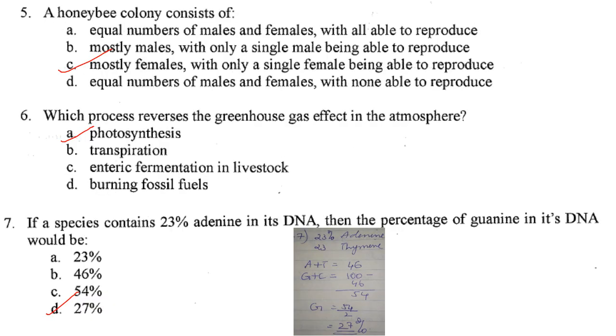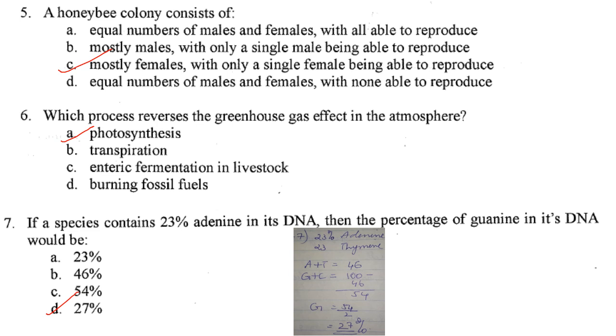Then next one. Honey bee colony consists of mostly females with only one single female being able to reproduce. Answer is option C. Next one. Which process reverses the greenhouse gas effect in the atmosphere? It is photosynthesis that will reverse the effect of greenhouse gas in the atmosphere.